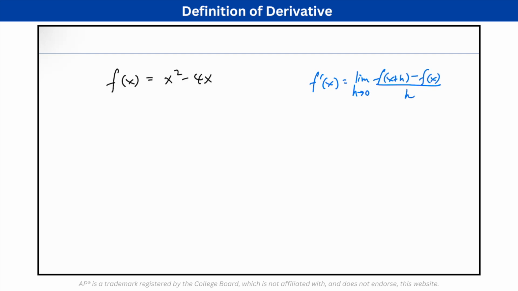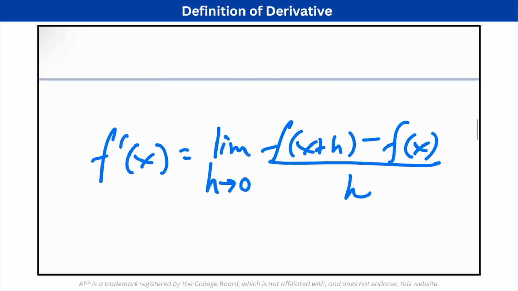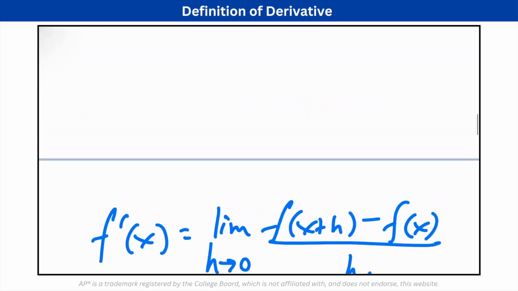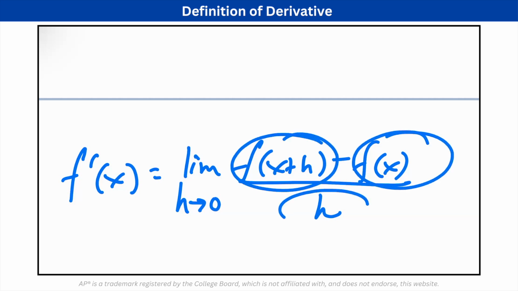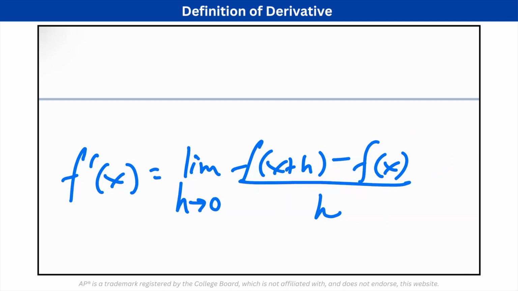As I was writing this notation right here, even though I have done this for so many years, I always tell myself it is y2 minus y1 over x2 minus x1, because this is just what slope is.